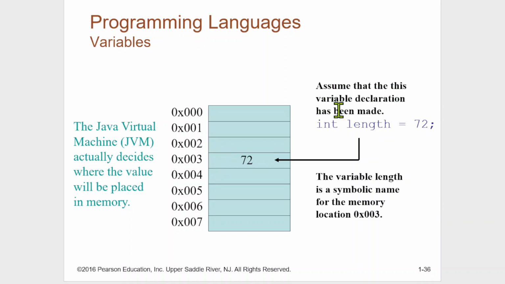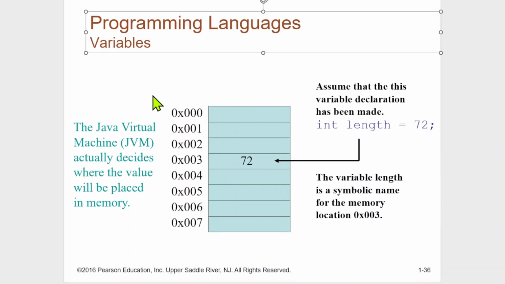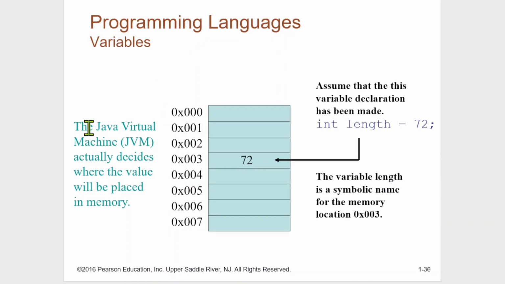Assume there's a variable declaration that's been made: length = 72. The variable length is a symbolic name for the memory location of 03 here, and it stores it right there. So when I go to pull up length, it knows to look in this spot for what the value is. The Java virtual machine actually decides where the value will be placed.